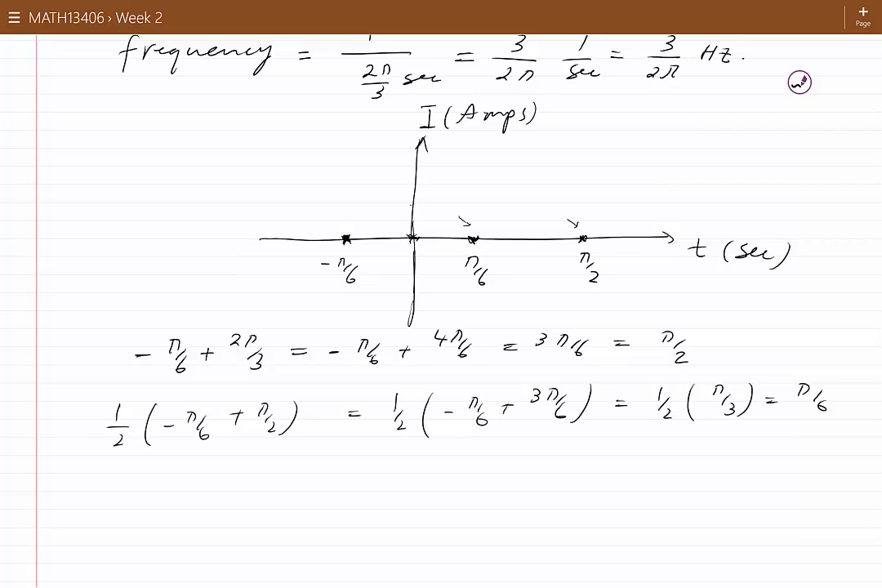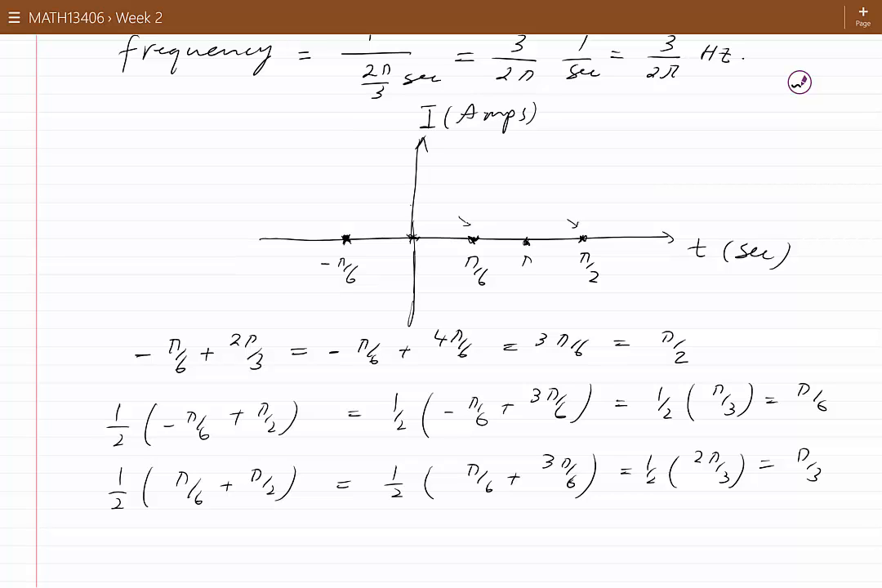To find the middle point of these two, I will have a half of pi by 6 plus pi by 2. That's a half of pi by 6 plus 3 pi by 6. That is 1/2 of 4 pi by 6, or 2 pi by 3, which is pi by 3. So the next point here would be between pi by 6 and pi by 2, which is pi by 3. Now I have the 5 points of interest.